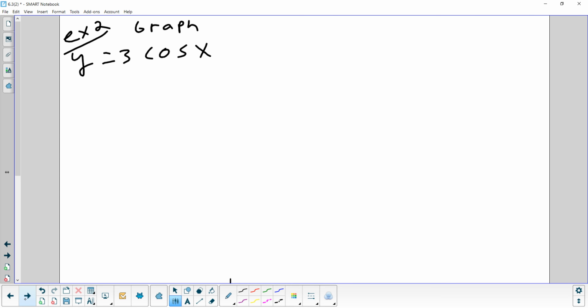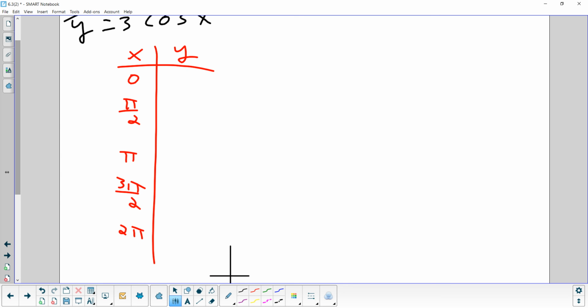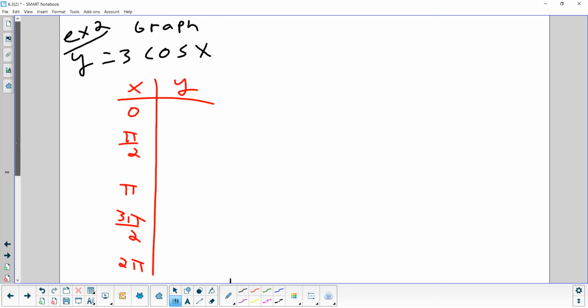All right, so let's try an example. First thing we'd have to do is identify what kind of transformation this is. It's multiplication in the front. That makes it a vertical stretch, or a change in the amplitude of the graph. All right, so John, what values are going to stay the same? The x values. And can you tell me what my standard x values are? They should be 0, pi/2, pi, 3 pi/2, and 2 pi. All right.